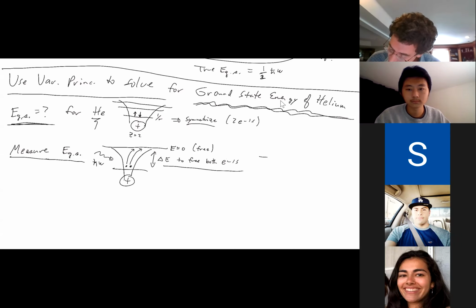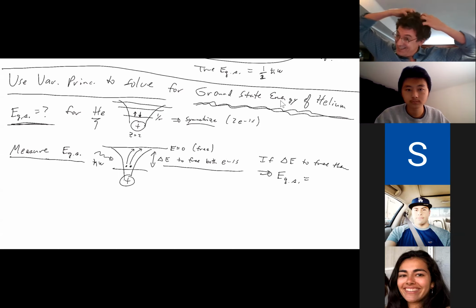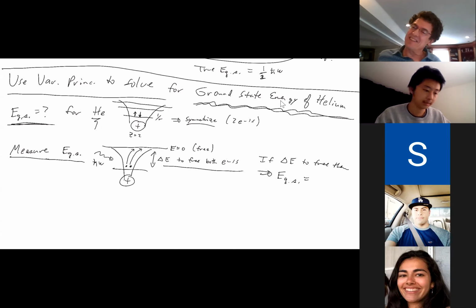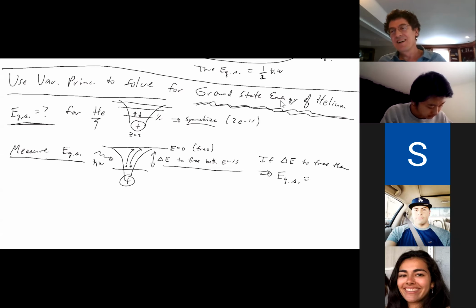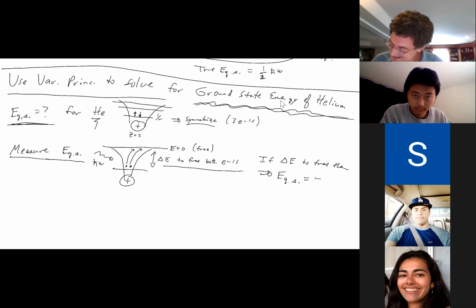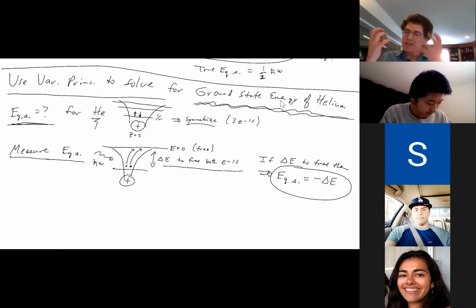So if it takes delta E to free them, then the ground state energy is equal to, can someone tell me? There's a little trick. It's not delta E divided by 2 or something? No. Is it negative delta E or something? That's right. Yeah, because the ground state means that they're bound.